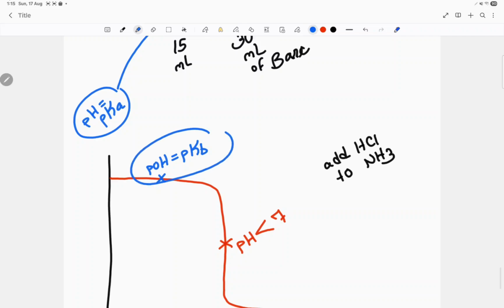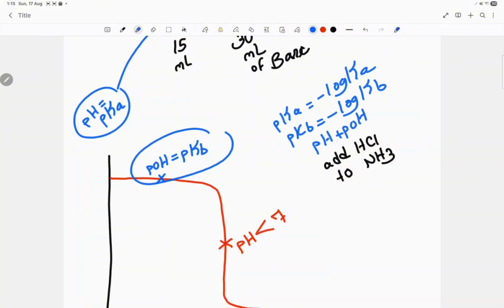The pH here is still 12, right? I don't know. Probably less. I'm not sure. Doesn't matter. So what's pKa? It's negative log of Ka. And what's pKb? Negative log of Kb. Exactly. And don't forget that pH plus pOH is equal to 14 at 25 Celsius.